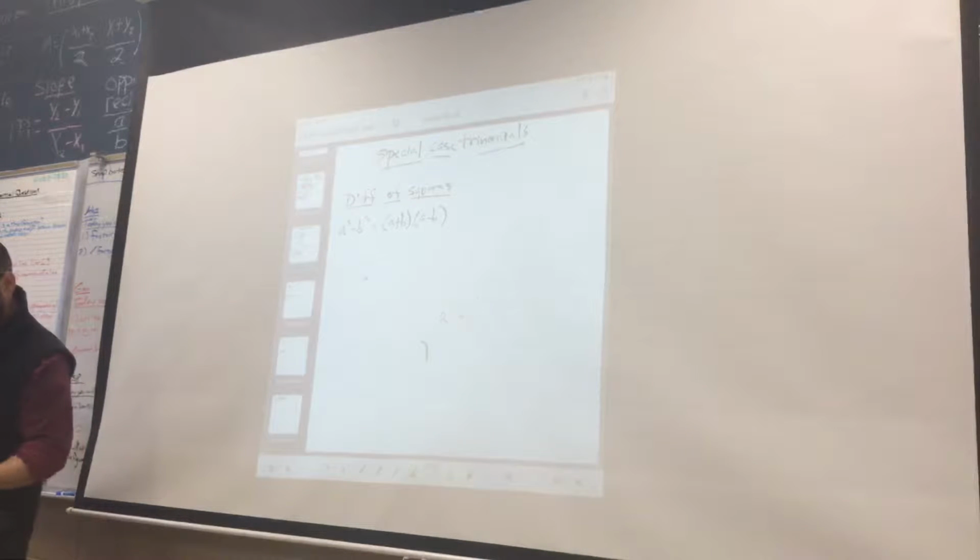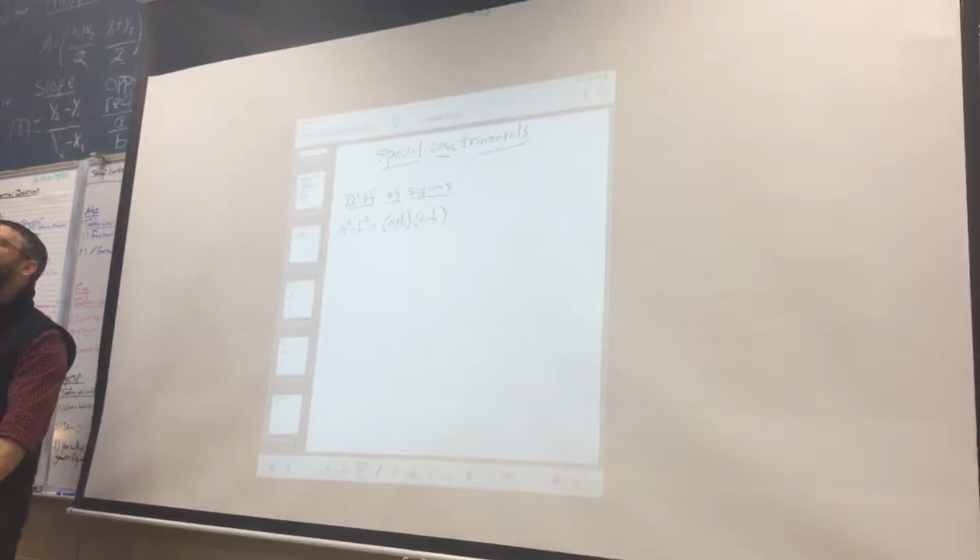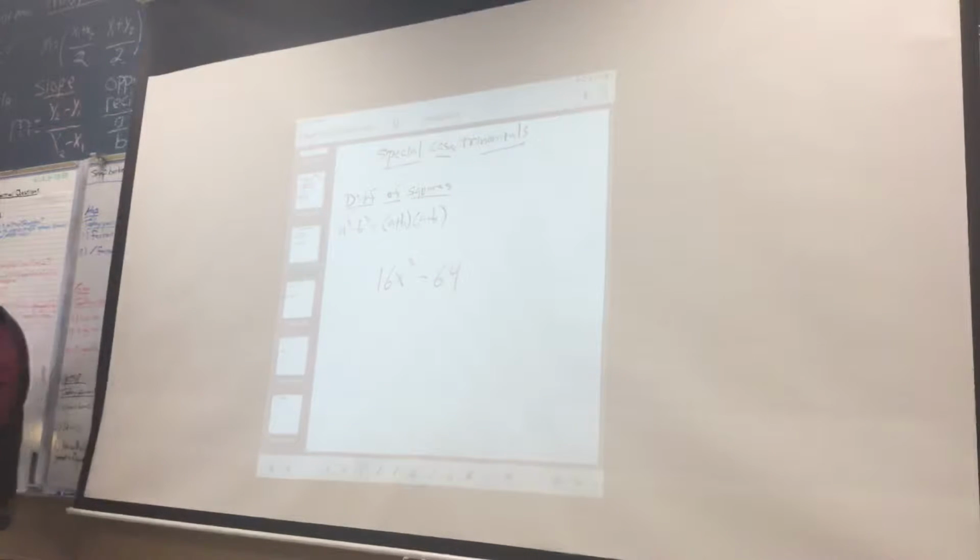I'm gonna erase all that. Make one off the top of my head. Do a 16x squared minus 64. Write this one down. Now, before you jump too quick, what's rule number 1 of factoring? Find the GCF first. That's right out of the gate. No matter what method you're doing, that's the first thing.